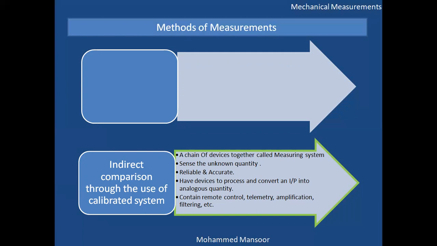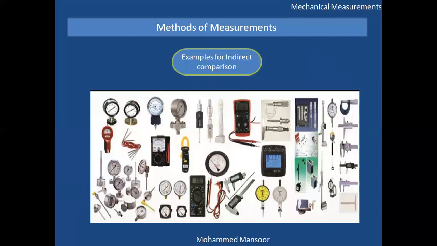The results which we get from the indirect comparison by the use of calibrated systems are more reliable and accurate. These instruments will have certain instruments for processing and converting the input into an analogous quantity. We have control, that is remote control, telemetry, and then amplification and filtering units in these calibrated systems. The picture shows different examples of the calibrated systems.